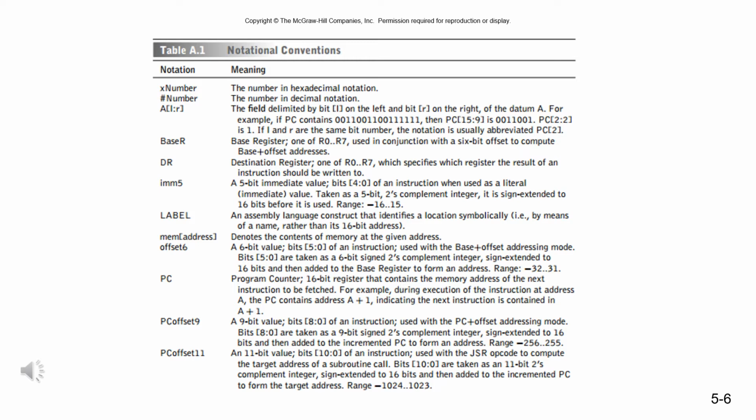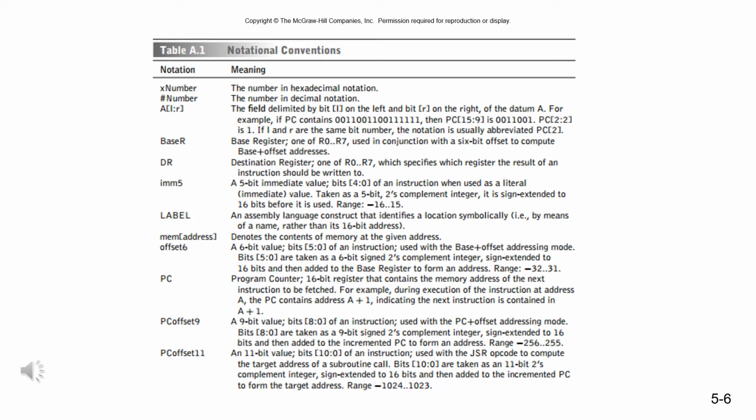DR stands for destination register. IMM5 is a 5-bit immediate, 2's complement, sign extended value. Label, we're going to get into labels later. Label is a construct of a programming language, and assembly language includes labels. And then mem, with brackets around an address, denotes the contents of memory at the given address. Offset 6 is a 6-bit value used with the base plus offset addressing mode.